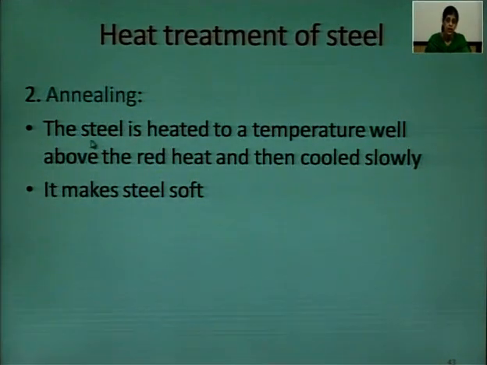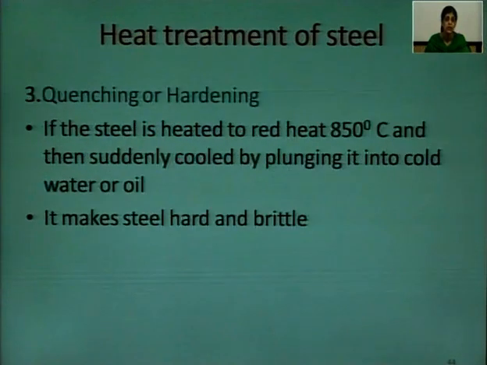Second heat treatment is annealing. Here the steel is heated to a temperature well above the red heat. That is, the steel will become red hot and then it is cooled slowly, and this process makes the steel soft. So, this is annealing.